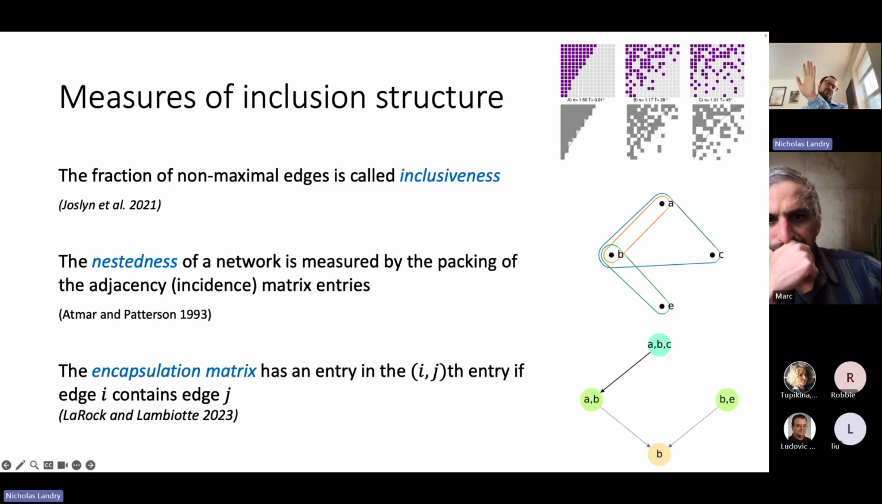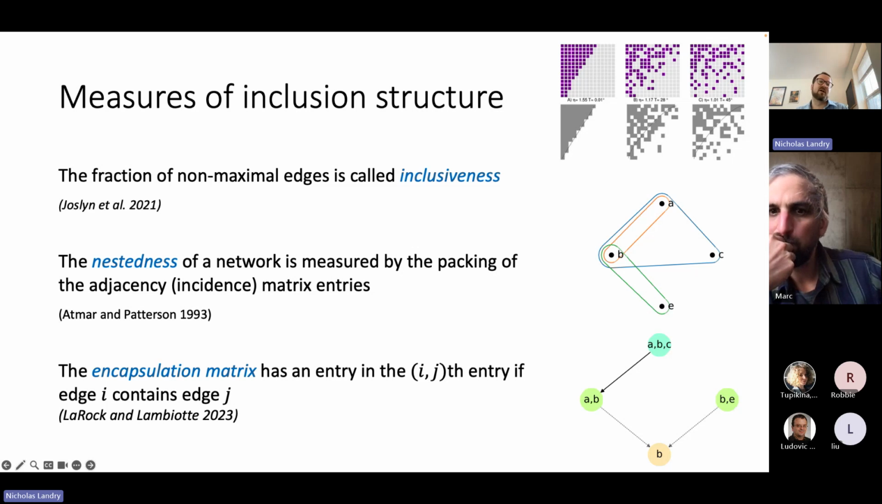So if I look at the top right of this slide here, on the left side, that is the most packed or nested network. And as I move from left to right, I get less nested. And then in work last year, Tim Laroque and Renaud Lamiot defined the encapsulation matrix or encapsulation graph as a directed acyclical graph that basically measures inclusion relationships. So we've got a directed edge between edge I and edge J if edge I includes edge J.